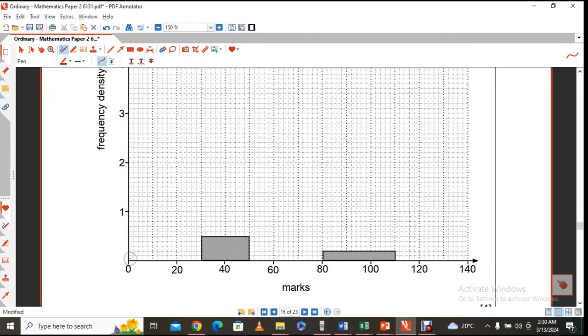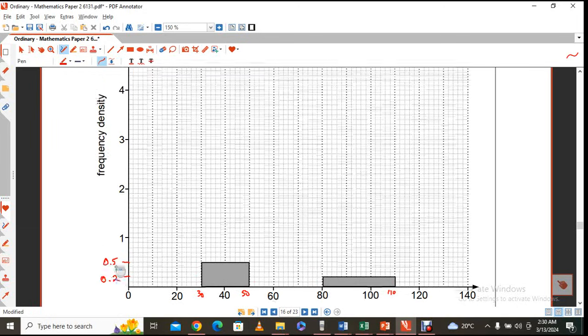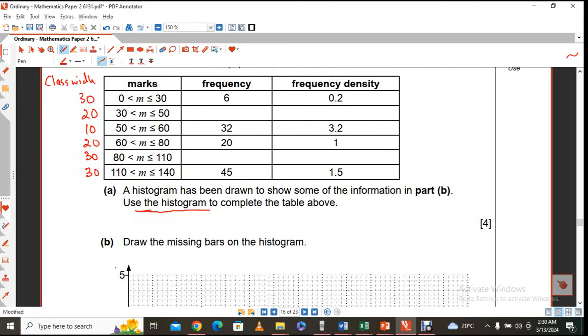So if that is the case, the class between 30 and 50, which is this one here, right? This is between 30 and 50. That frequency density is over here. 0.1, 0.2, 0.3, 0.4, 0.5. Another one that we have to find is the class between 80 and 110. So 110 is over here. This is 0.1, 0.2. So that one is 0.2. So I can go back to my table and I can complete. So the class between 30 and 50, that one was 0.5 and this other one was 0.2.